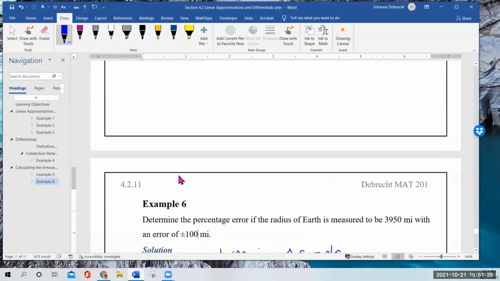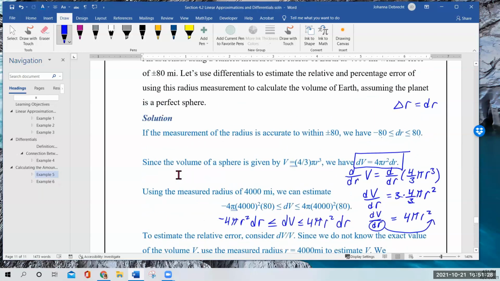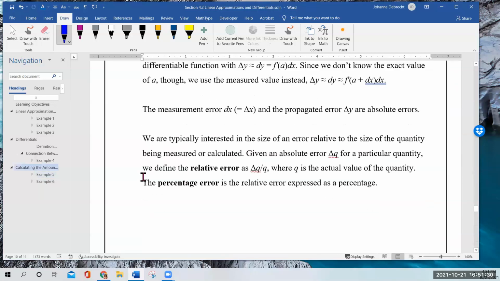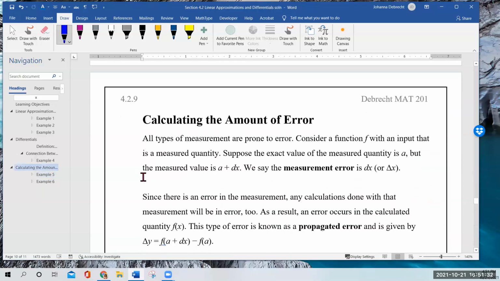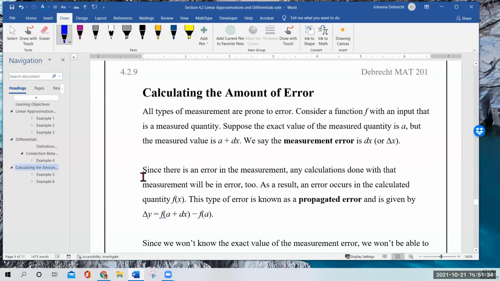Now, a word about how important this last little section is. Calculating the amount of error is not something that is vastly important in what we're doing right now, but when you become an engineer, this will be hugely important. So for the Calculus 1 course, it may be a 1 out of 10, but in your future career, I bet you this is a 10 out of 10. So it is something that you'll want to pay some attention to and make sure you understand.